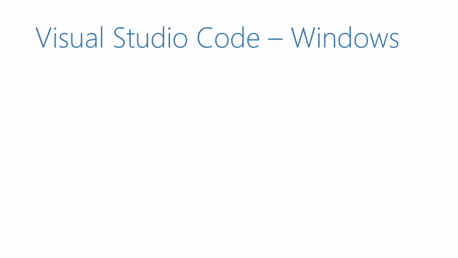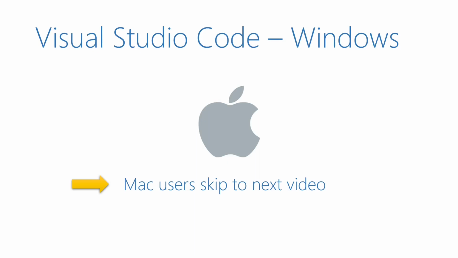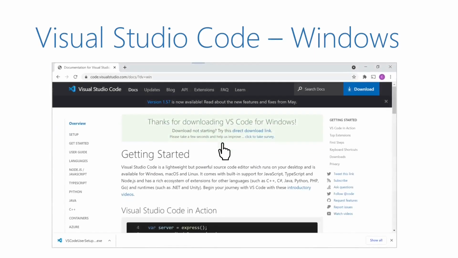In this video, I will provide instructions to install Visual Studio Code in Windows. Mac users can skip to next video where installation steps for Mac is provided. Now let me list out the steps to install Visual Studio Code in Windows. Once the download is completed as per the instructions provided in the previous video, click and run the downloaded executable file.